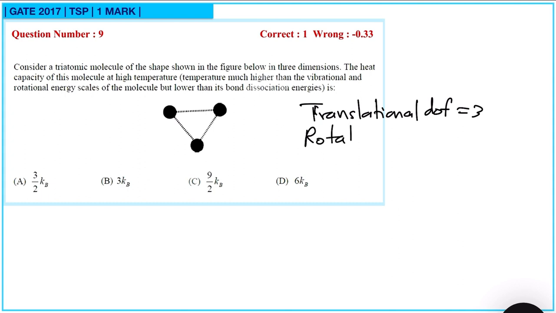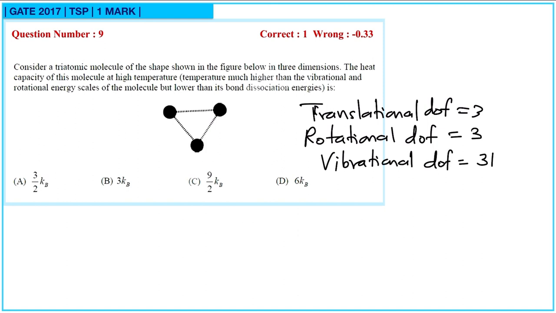Then we have rotational degrees of freedom. This is a non-linear molecule, so rotational degrees of freedom is 3. If it was a linear molecule, then it would be 2. Next is vibrational degree of freedom. This is equal to 3n minus 6 if this molecule is non-linear. So number of atoms is 3. So 3 into 3 minus 6. So this is equal to 3.